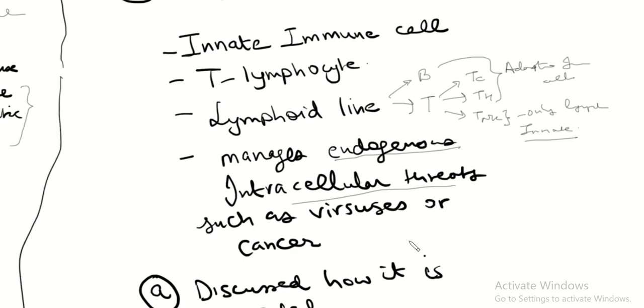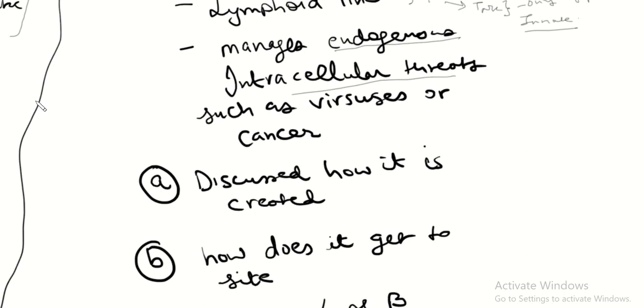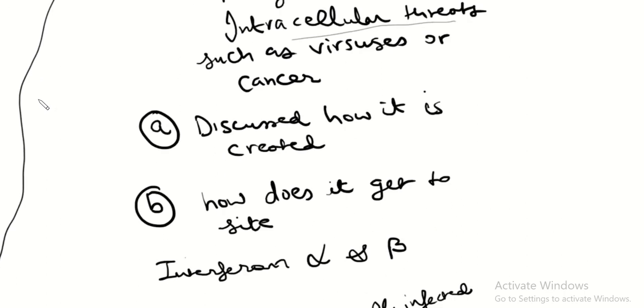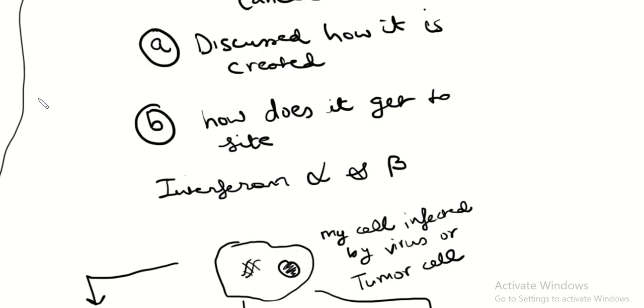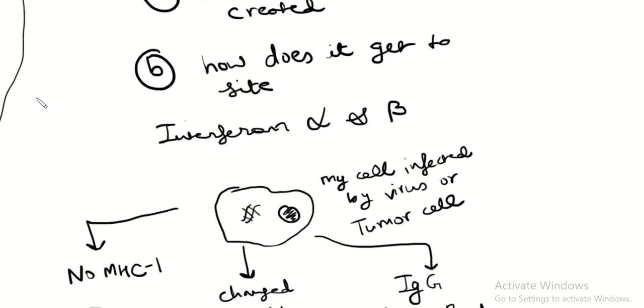Okay. So we talked about how it's created as a part of the lymphoid line, and the next thing is how does it get to the site? So I think we talked about interferons alpha and beta.